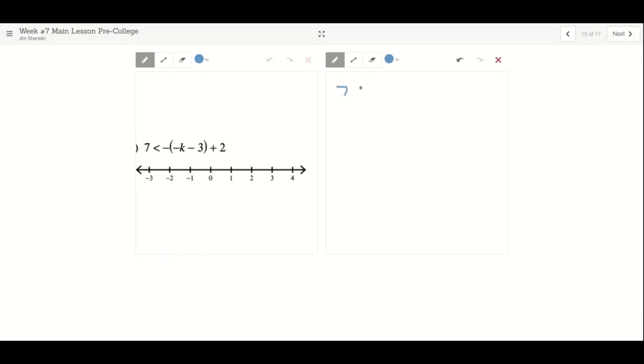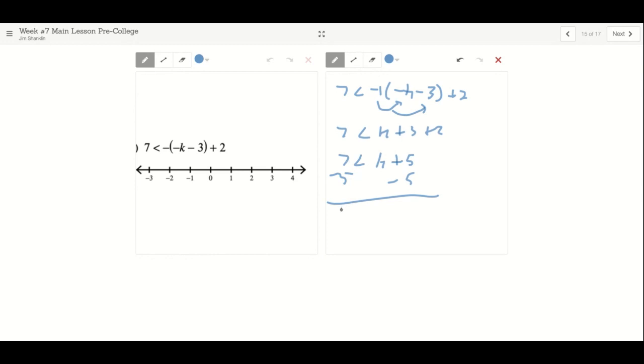First one, if I have 7 is less than negative k minus 3 plus 2. I'm going to multiply through by -1 here. So I've got 7 is less than k plus 3 plus 2. So 7 is less than k plus 5. Subtract off 5. And I end up with 2 is less than k, or rather, k is greater than 2. So if I was going to graph this out, 2 should be an open dot, and everything shaded to the right of that.